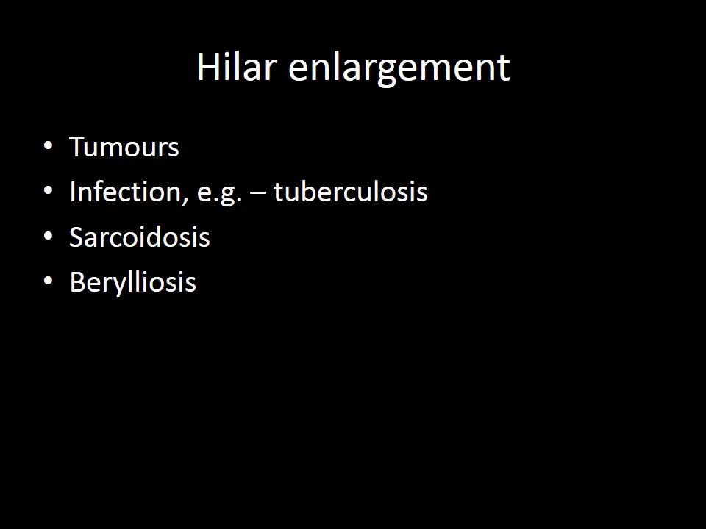Hilar enlargement. It is important to be able to assess whether the hila are enlarged. This is because hilar enlargement may be caused by a variety of diseases. Causes of hilar enlargement include tumours, infections such as tuberculosis, sarcoidosis and borreliosis.